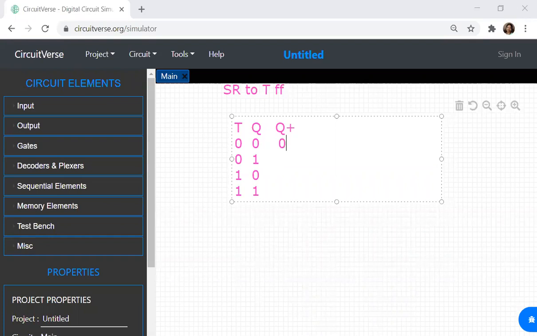Q is 0. Now in the next combination, T is 0 and the previous state is 1. If T is 0, whatever the previous state is will be retained, so here also we'll have 1. Now when T is 1, what will happen? It will toggle. So when the previous state is 0, the next state will be 1. In the next combination, T is still 1, the previous state is 1, so the next state will be 0.